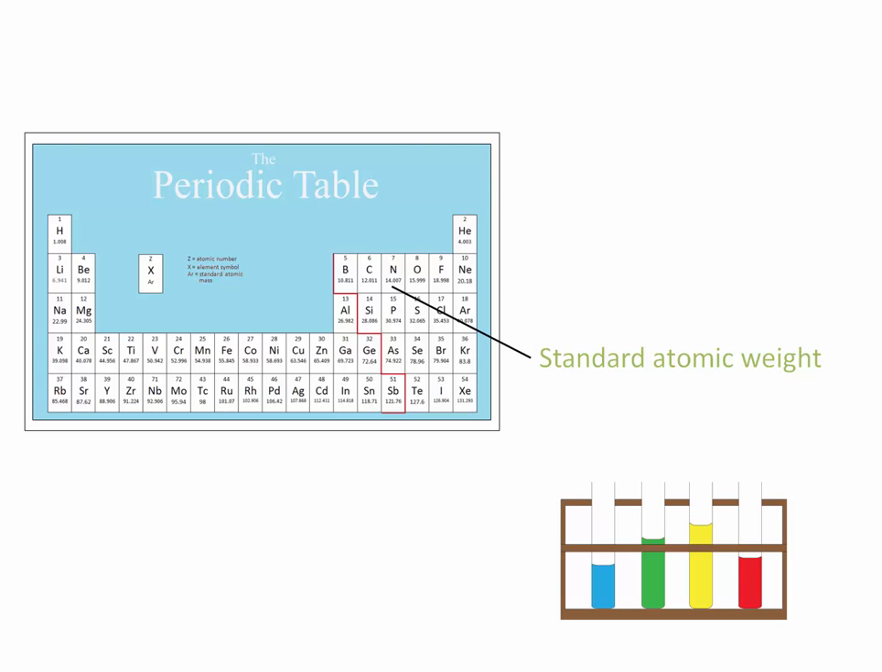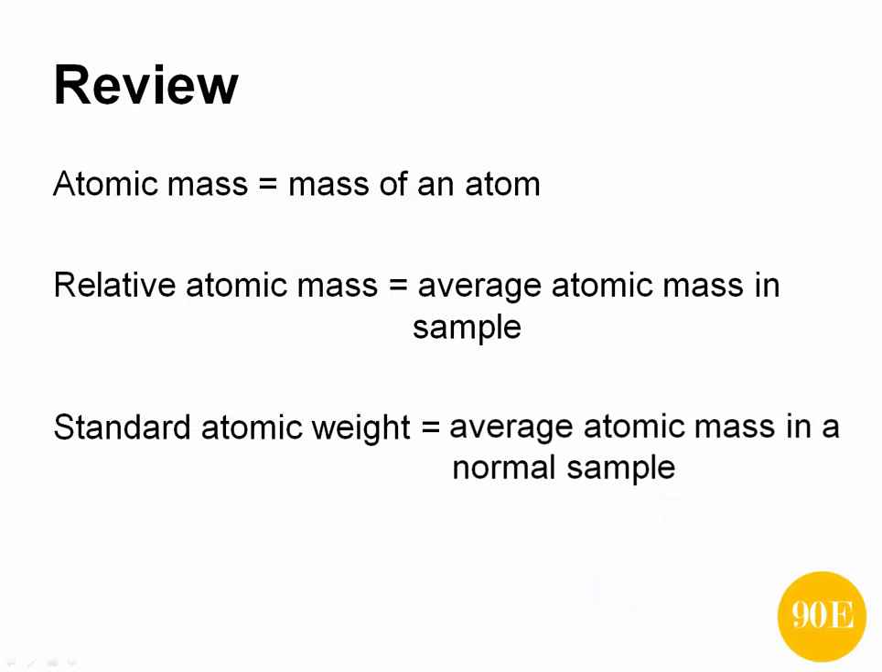So just to review what we've covered in this video, the atomic mass can be described as the mass of an individual or single atom. But because we have different isotopes within a sample, the relative atomic mass is the average atomic mass within that sample. And because samples vary, we have a standard atomic weight, and that is the average mass in a normal sample.